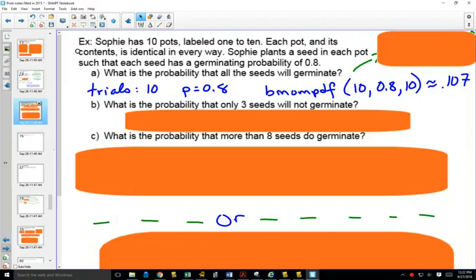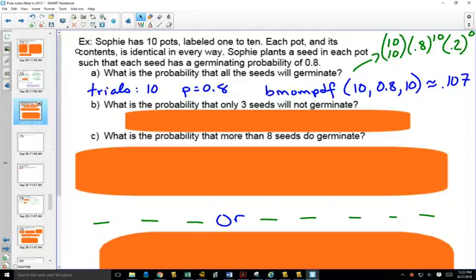You could have also done this one using the formula. So using the formula, and this formula in the green there, that formula is on your formula sheet. It would be 10 choose 10 because we want to find all 10 germinated. Your probability of success has to happen 10 times. Your probability of failure doesn't happen at all. And that also gives you the exact same number.